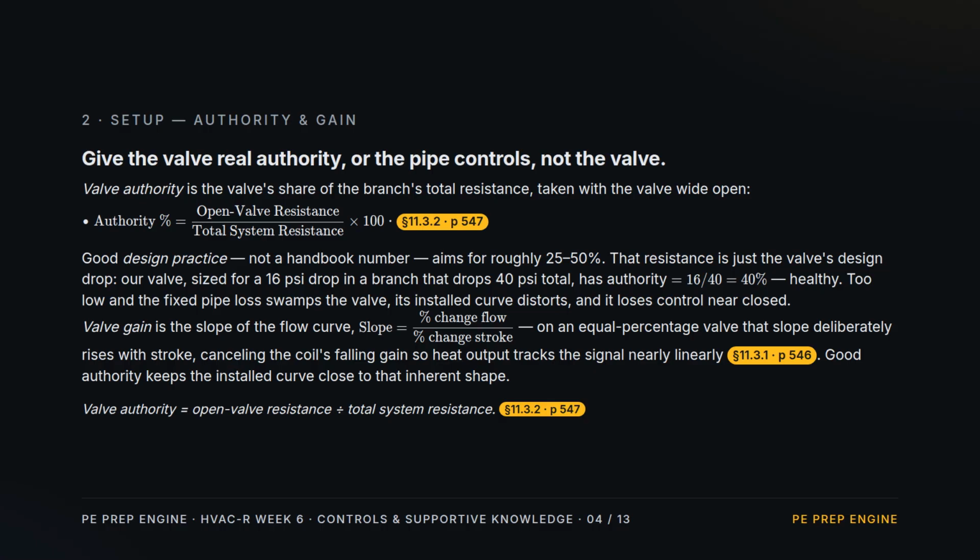Valve gain is the slope of the flow curve, percent change in flow over percent change in stroke. On an equal percentage valve, that slope deliberately rises with stroke, canceling the coil's falling gain, so heat output tracks the signal nearly linearly. Good authority keeps the installed curve close to that inherent shape.